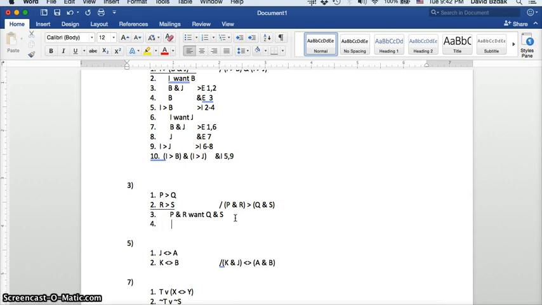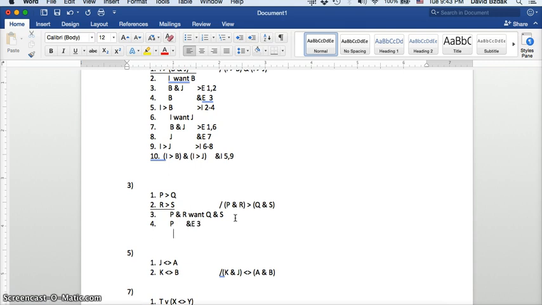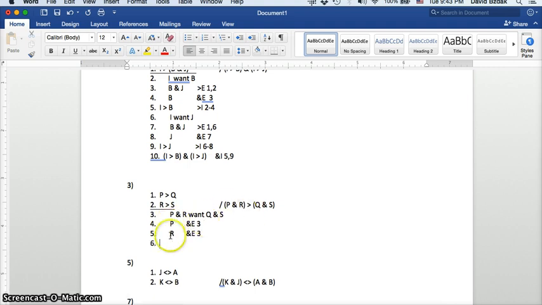Okay, so now we're going to get P by itself by conjunction elimination of 3. And we'll get R by itself by the same step. Okay, so why do we want to get P and R by themselves? Because P and R are the antecedents of these two conditionals. So if we have P by itself, we can do a conditional elimination here, and if we have R by itself, we can do conditional elimination here. So that's what we'll go ahead and do.